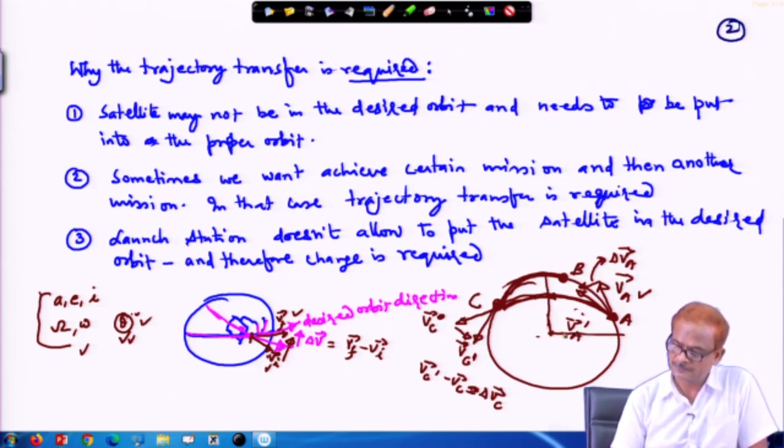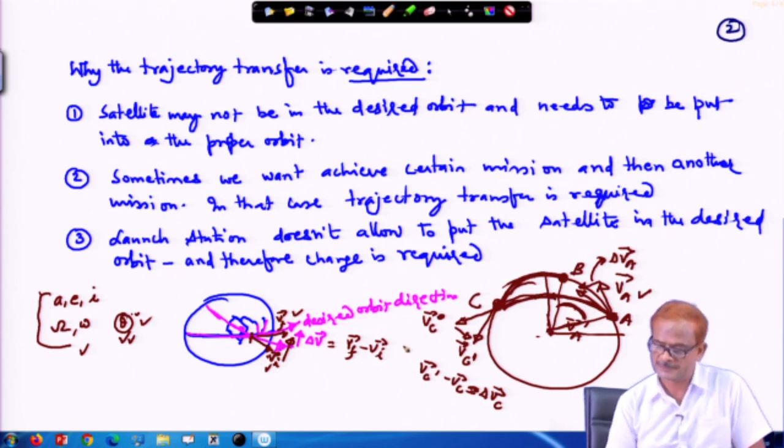In this case the true anomaly can be measured from any point, but if it is a circular orbit and both the satellites are in the same orbit, their angle will be maintained all the time, this angle from here to here will always be maintained. So, we have to close this angle gap and catch it. For catching it, this is the strategy.